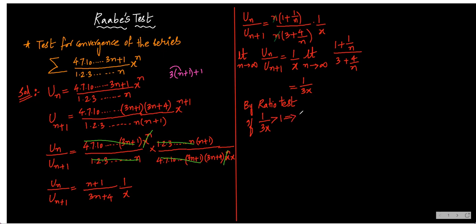Let's write it in a simplified form. If you take the reciprocal of 3x, it becomes less than 1. Dividing by 3 on both sides, x should be less than 1 by 3, then convergent, right?